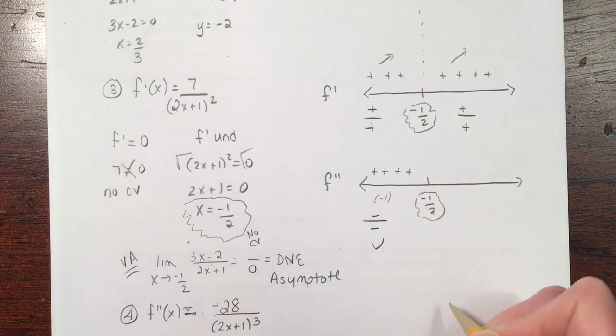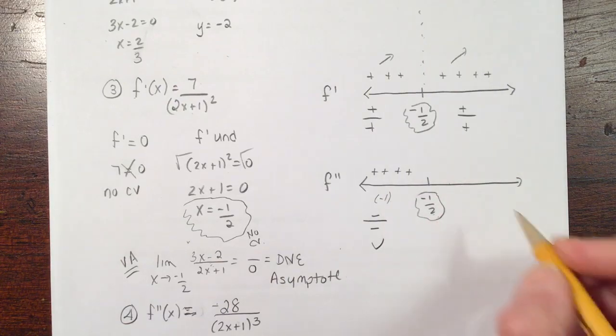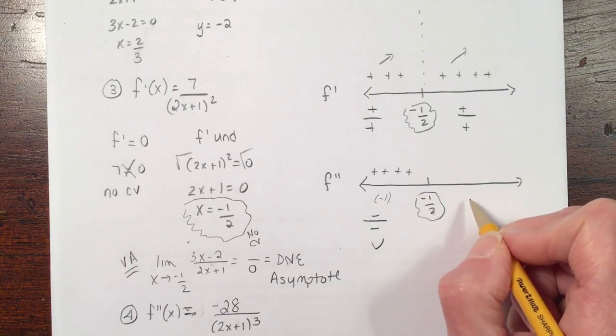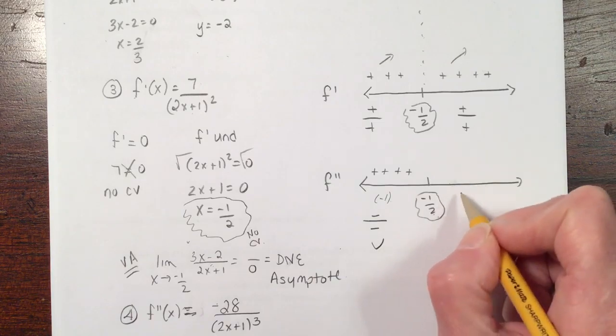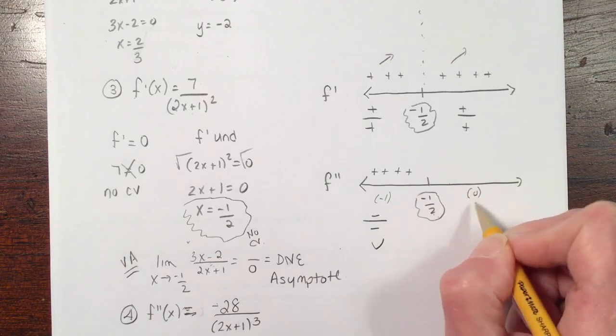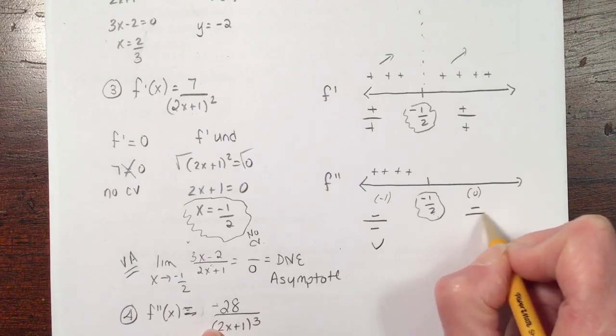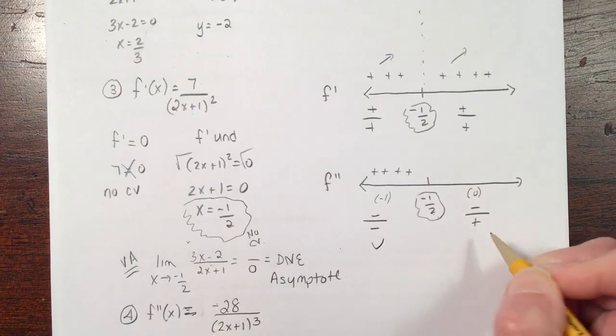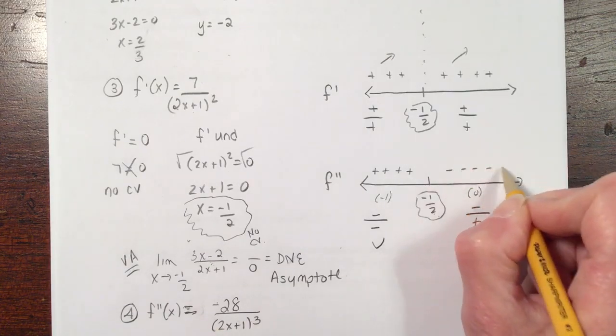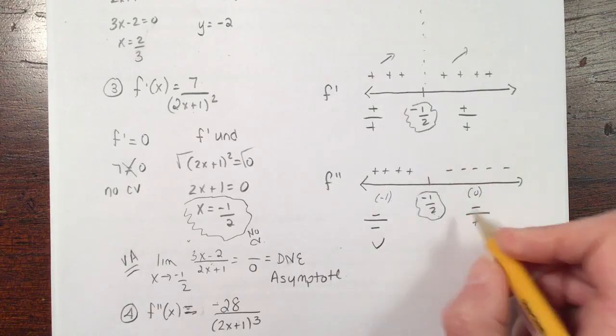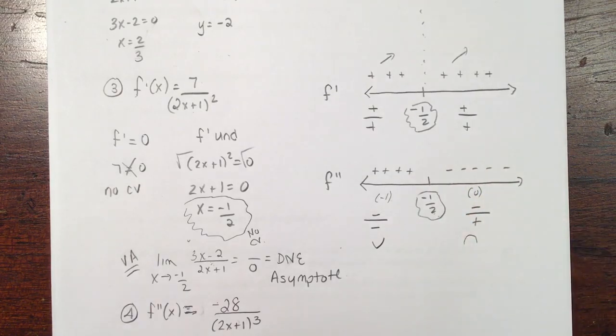If I go over here, bigger than negative 1/2, and I plug a number in, let's say we take 0, I have a negative in the numerator, and I have a positive in the denominator. The second derivative value is negative, so my function is concave down.